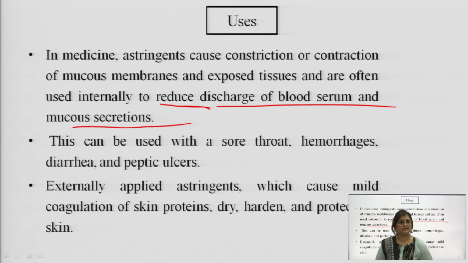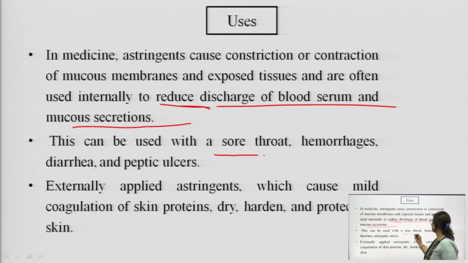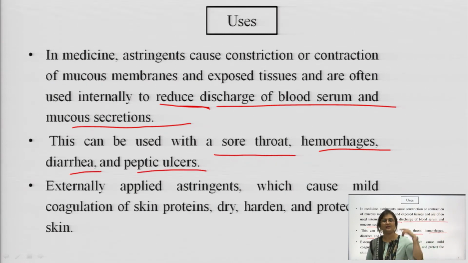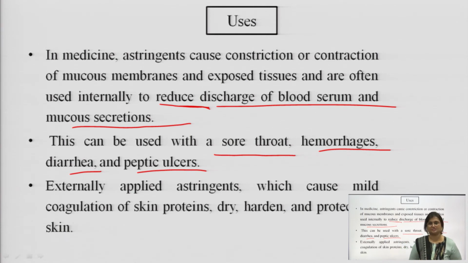Externally, they can also be used in cases of sore throat, hemorrhages, diarrhea and peptic ulcers. See, astringents, apart from the earlier examples, can also be used in various other cases. Where there is a sore throat, astringent can be given. They are used in hemorrhages. They are used in cases of diarrhea and peptic ulcers. These are the various other uses of astringent.